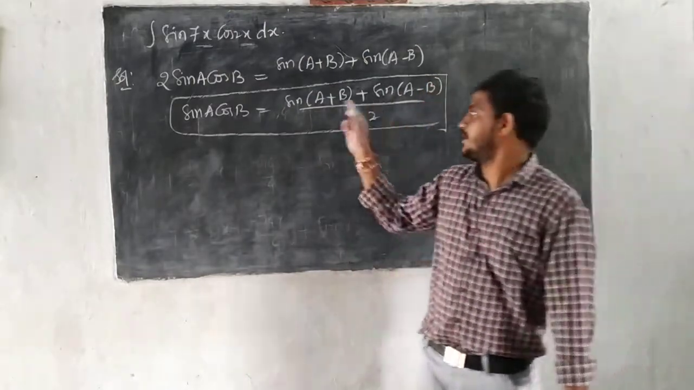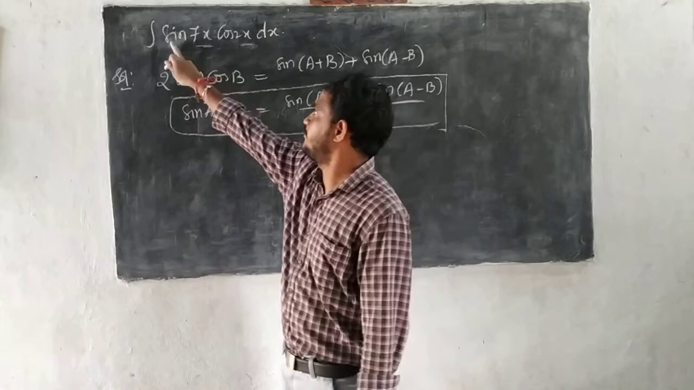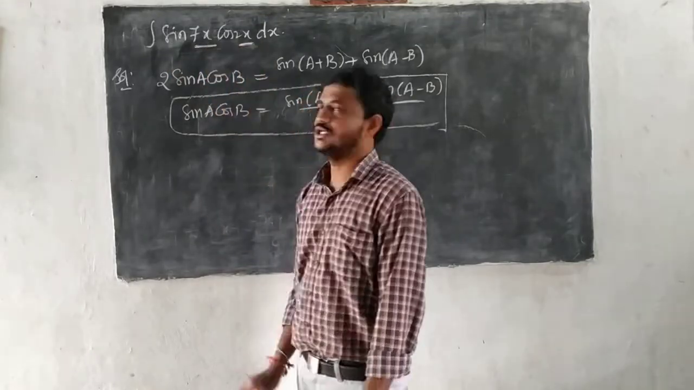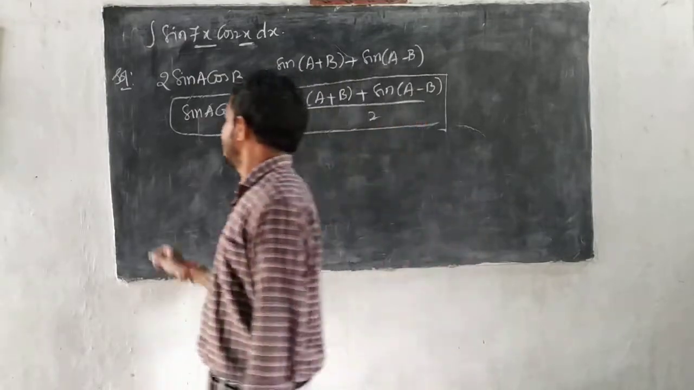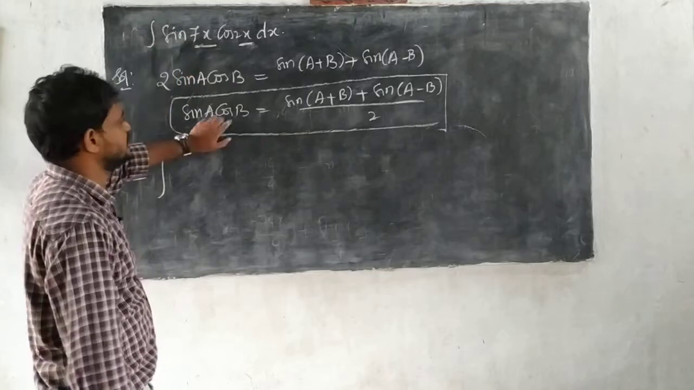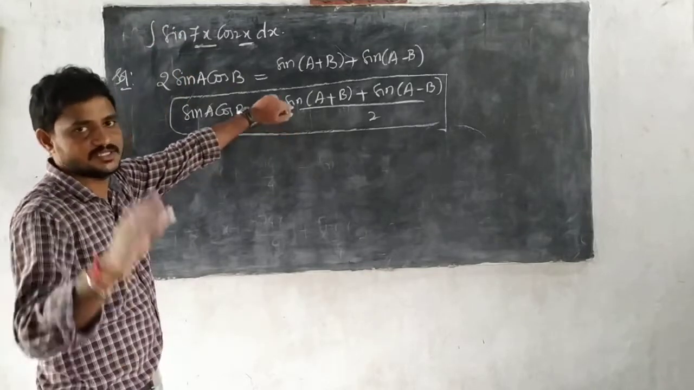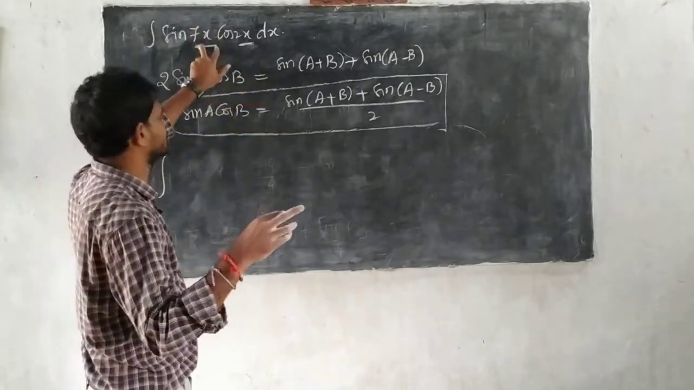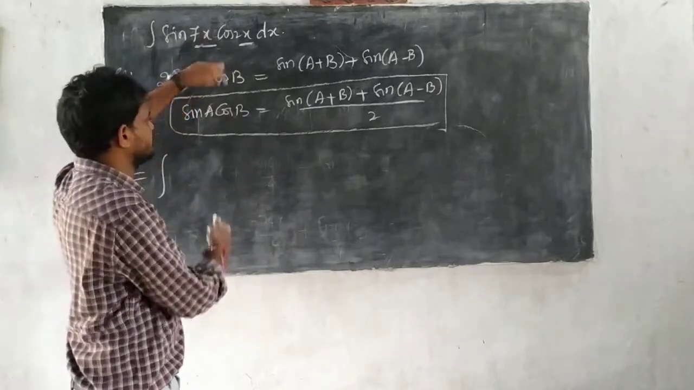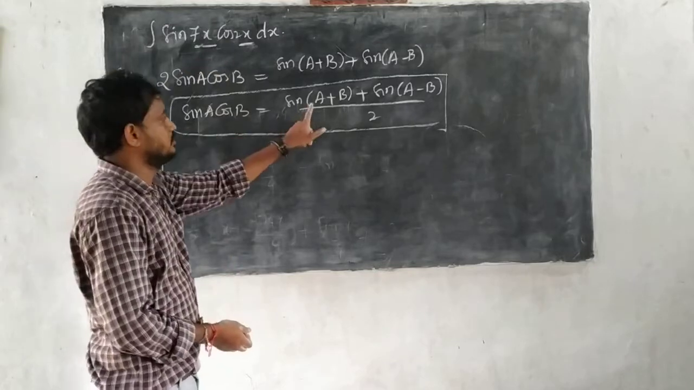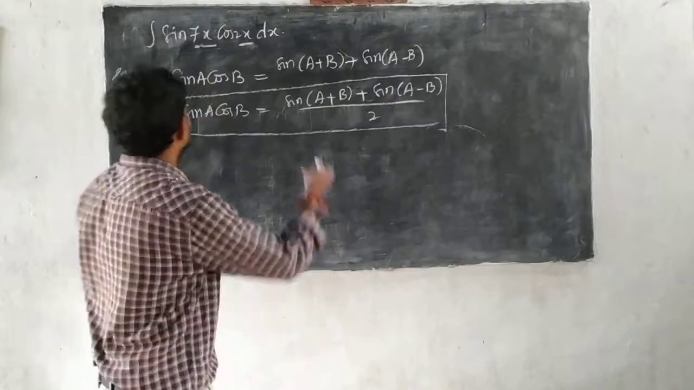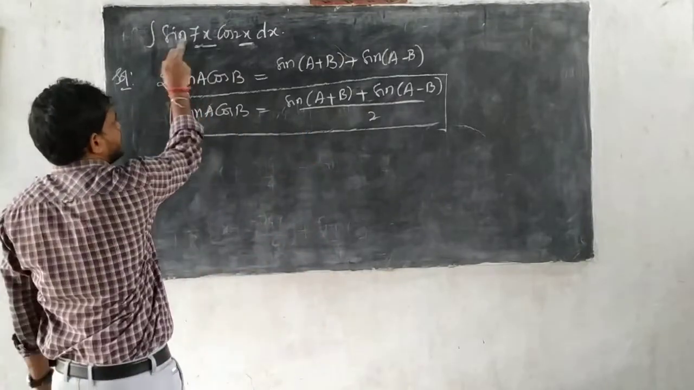It is in the form of sin a cos b. Here in place of a, 7x, in place of b, 2x. So to solve this integral, we have to apply this formula, because directly we cannot solve two trigonometric functions at a time. So we have to make it separate. To make it separate, we use this formula, so the trigonometric functions will be separated by using plus.